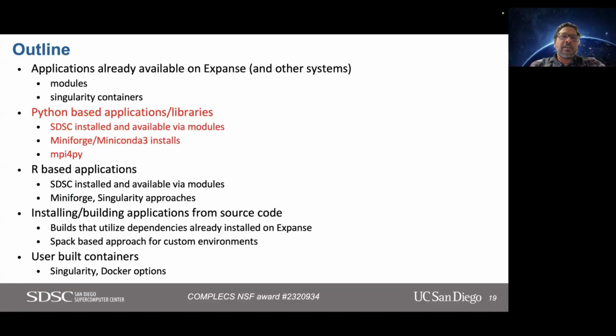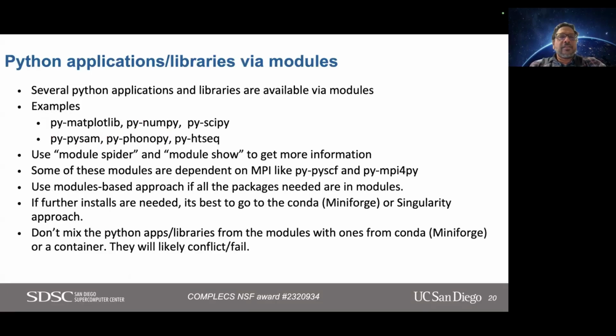If the application you need already has a module or it has a container and it's sitting on Expanse, you just run. Then next we'll take a look at Python and R specifically. Lots of different ways of doing it. We do have modules for Python applications, but one caveat here, we don't update these as often. So if you're looking for updated versions, it's best to use one of the other options that I'm going to mention, but we do have applications and libraries via modules. So for example, you can load matplotlib or SciPy using modules.